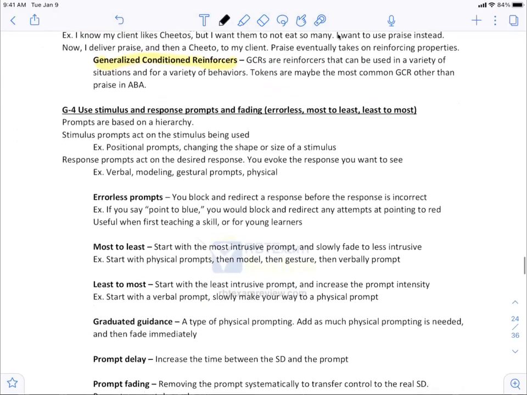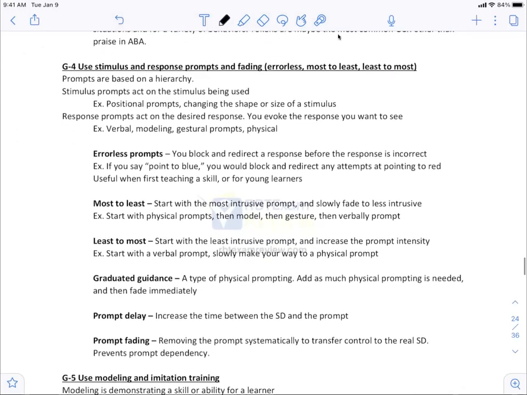G4, use stimulus and response prompts in fading. Errorless, most to least, least to most. Major difference, because most of this was on your RBT exam, and if you are an RBT, you might already know this. The major difference is you do need to know the difference between a stimulus prompt and a response prompt. What is the difference?